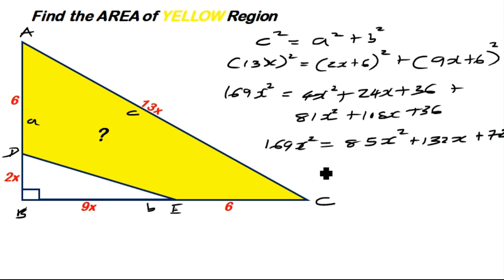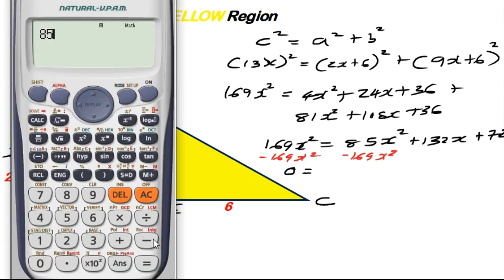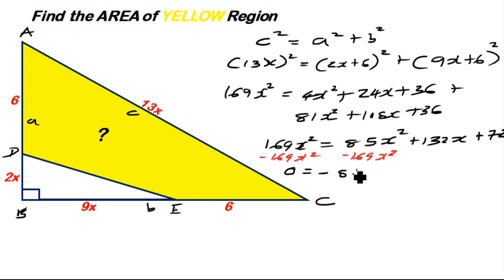Now with 169x squared going to the other side of the equation, we are subtracting 169x squared. So this side will remain with 0 equals 85 minus 169. 85 minus 169 is going to be negative 84. So that is negative 84x squared, then plus 132x, then plus 72.